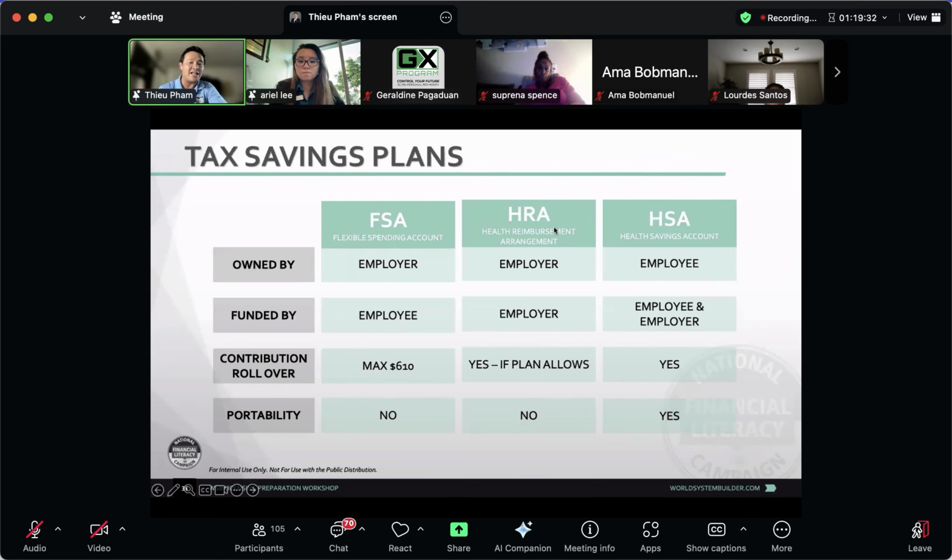And then another one is called HRA, Health Reimbursement Arrangement. So this is owned by the employer, and also funded by the employer. Some companies have more money, and they give the employee this money for healthcare expenses. Okay. Yes, most plans allow you to move that money from year to year because this is the employer's money. However, when you leave the company, you don't get to bring that money with you.